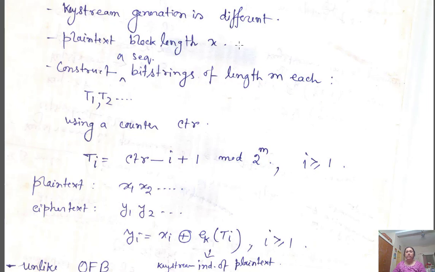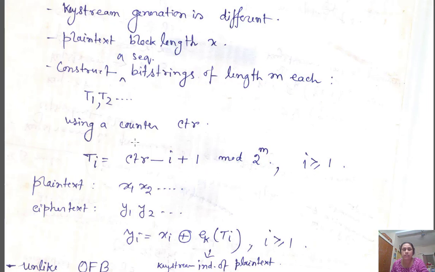So our key stream is essentially T1, T2, T3. Ti is CTR minus i plus 1. Ti does not depend on the previous T values or any other T values. Simply, independently these are generated depending on the current value of CTR. So Y1 is X1 XOR encryption of T1. So your key stream is T1, T2, Tm, generated in this way.